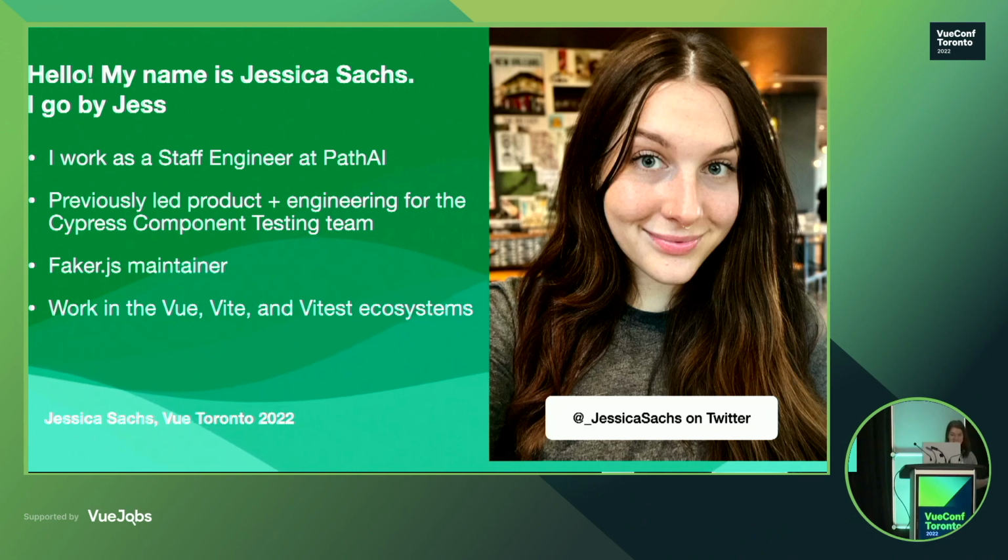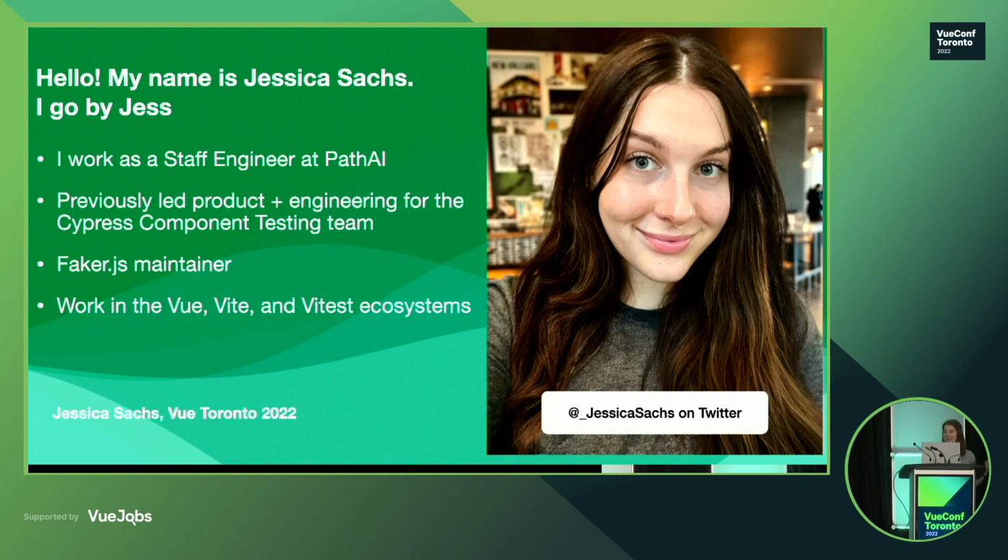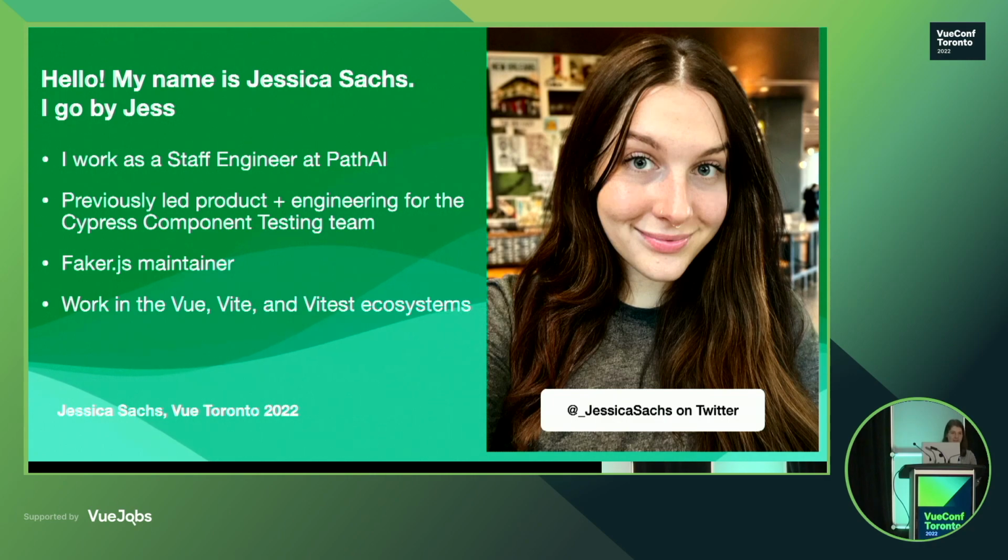My name is Jessica Sachs. I work as a staff engineer at Path AI, leading the design system effort for our design system called Anodyne. It means painkiller, which I think is a pretty cool name. We work in med tech, so it's even cooler.